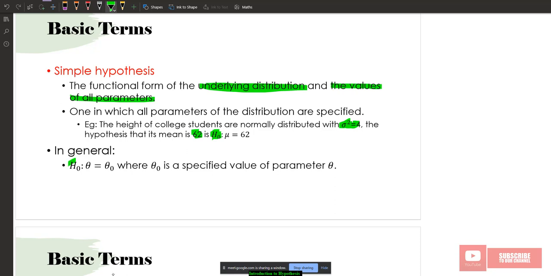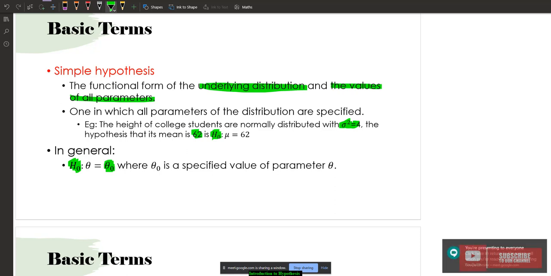So in general, the null hypothesis H naught: theta equal to theta naught, where theta naught is a specific value for the parameter theta. To differentiate between composite and simple hypothesis, a simple hypothesis has a specified value. For example, sigma squared equal to 4 and mean equal to 62.